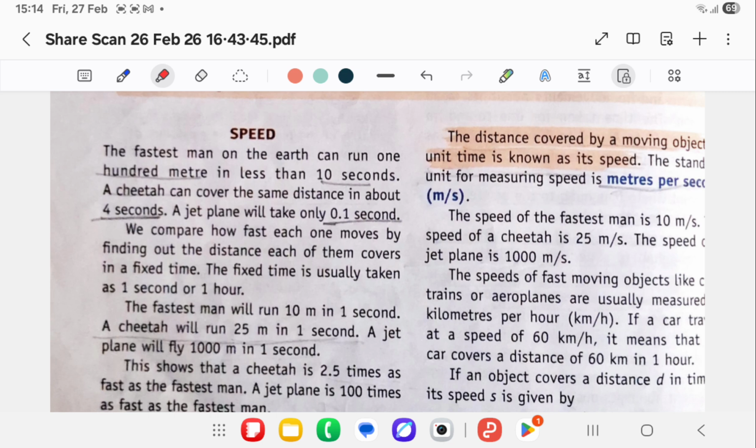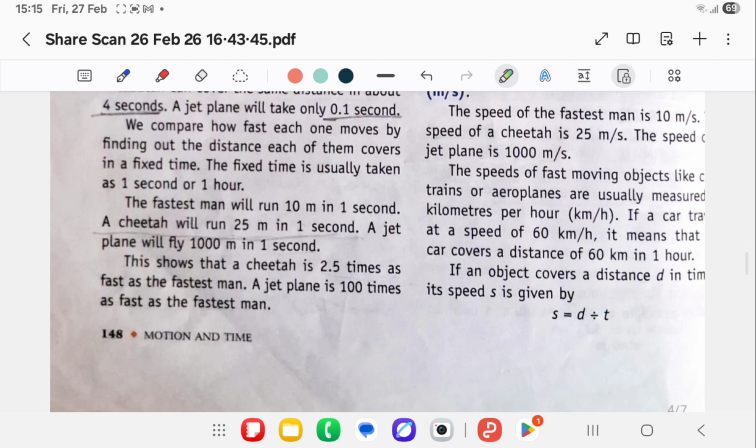Now how do we describe speed? The fastest man covers 100 meters in 10 seconds. If we talk about a cheetah, it covers the same distance in 4 seconds, which means it takes only 4 seconds to cover 100 meters. A jet plane takes only 0.1 seconds to do it. Clear? So what is speed? The distance covered in a unit time is known as speed.